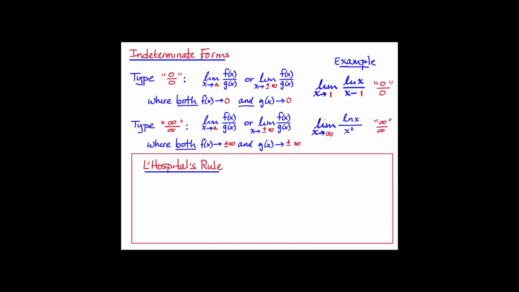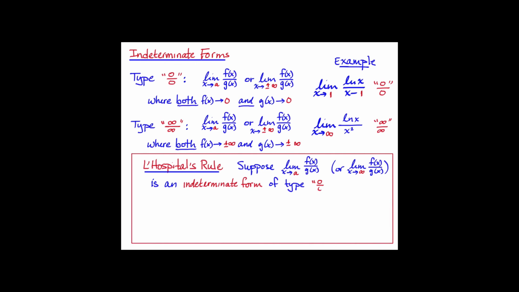L'Hopital's rule says if you have one of these limits, the limit as x approaches a of f of x over g of x, or you could have a limit as x approaches infinity of f of x over g of x, and it has indeterminate form 0 over 0 or infinity over infinity, and as long as your two functions f and g are differentiable, then the limit as x approaches a of f of x over g of x is actually the same as the limit as x approaches a of f prime of x over g prime of x.